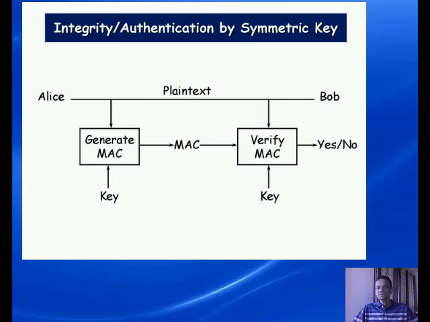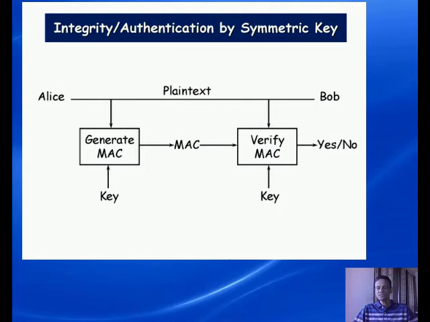Another interesting primitive that can be designed with the help of a pseudorandom function and using a symmetric key is the message authentication code. Now using a message authentication code, one can achieve data authentication. Suppose Alice has the symmetric key which is shared with Bob, and Alice wants to send one message and Bob has to ensure that that message has not been modified in transit.